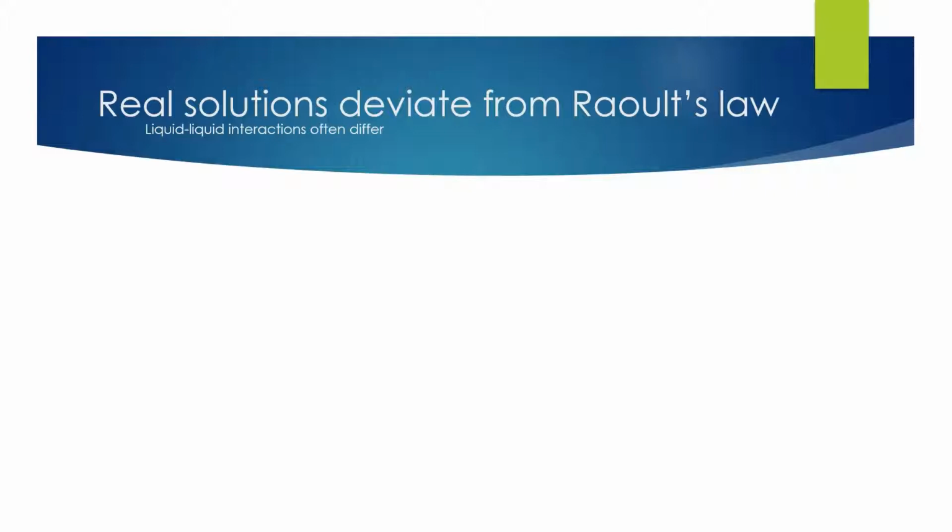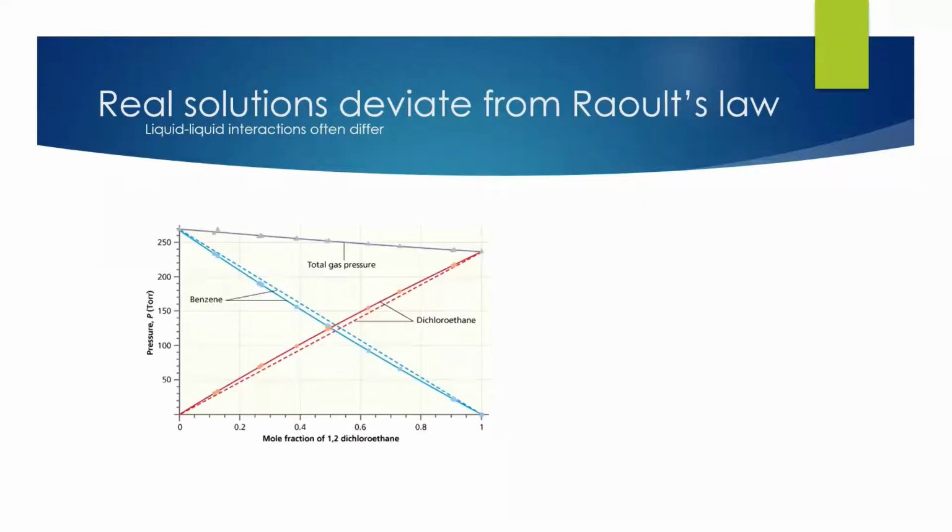If you tried, you could probably come up with some solutions that would likely obey Raoult's law. Some examples we've seen are things like benzene and toluene. Maybe you'd think something like hexane and pentane and so on. However, such an attempt would also show you that very few solutions would even come close to obeying this law. So we've already seen one example with benzene and dichloroethane, where it does a pretty good job, and the predicted Raoult's law on the dashed lines here pretty closely matches the solid experimental line.